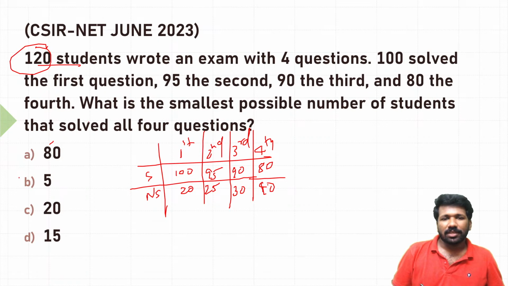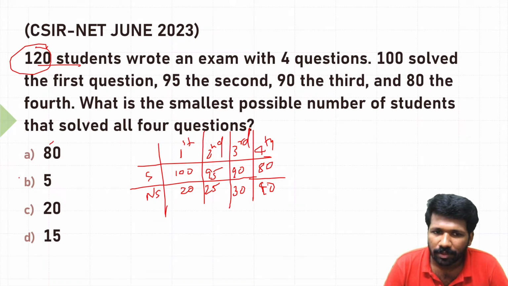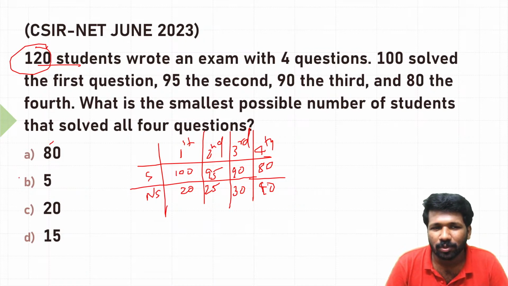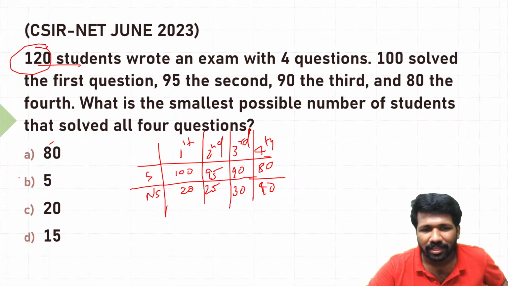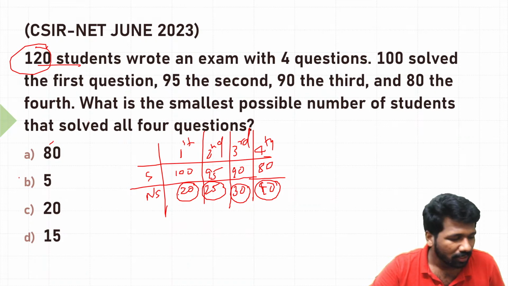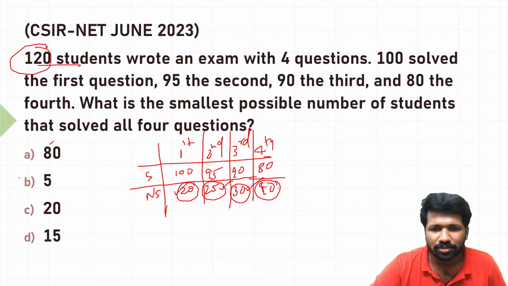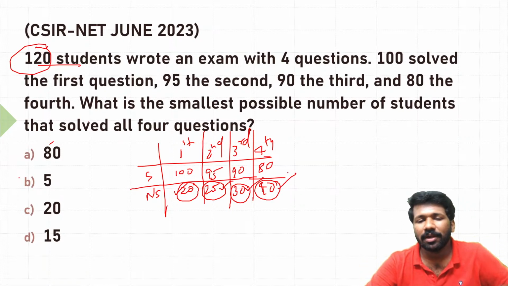Now read the question once again. What is the smallest possible number of students that solved all 4 questions? Smallest possible means minimum possibility. That means, what is the worst case that can happen with respect to students solving the questions? In the worst case, these not-solving students are all distinct. These 20 students, these 25 students, these 30 students, and these 40 students are all different students.